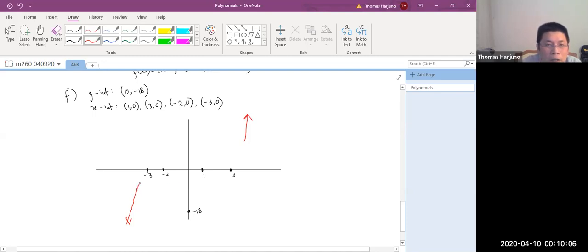Then negative 3 is a zero with odd multiplicity. In fact, it's multiplicity 1, so it will cross just like a line. And negative 2 is also a zero with multiplicity 1, so it will cross just like a line. 1 is a zero with multiplicity, I think, 2, right? So it will behave like an x squared before it jumps up here. Okay, so the sketch of the graph is approximately like that.